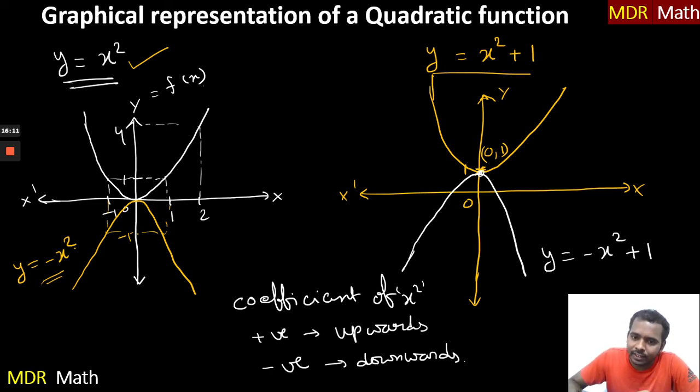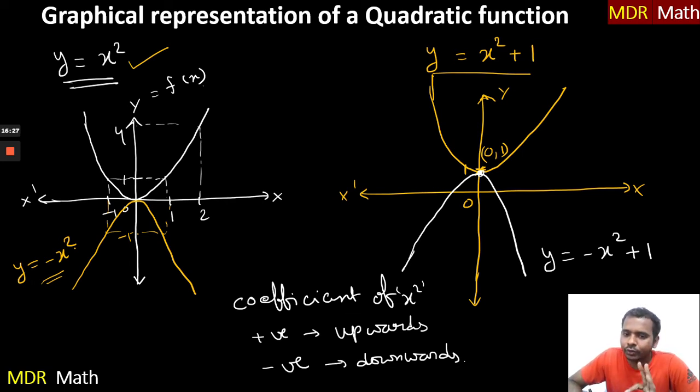But you see that the vertex in both cases remains the same, 0, 1. The coordinates of the vertex remain the same, which is 0, 1. And in the y is equal to x square case, it is 0, 0.